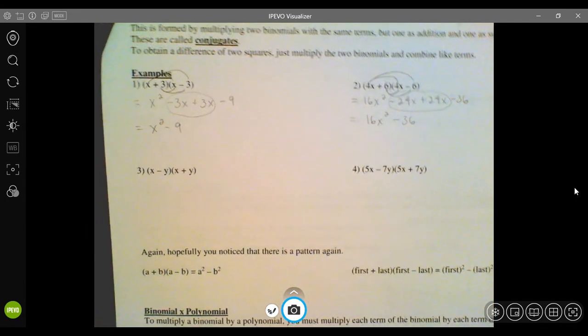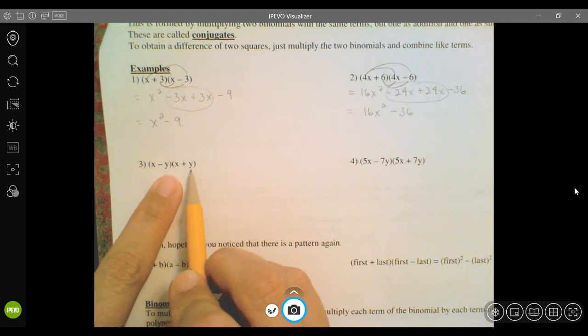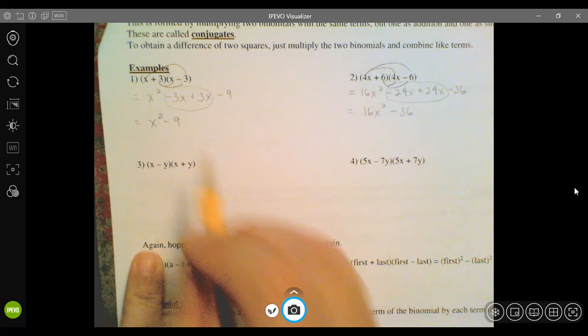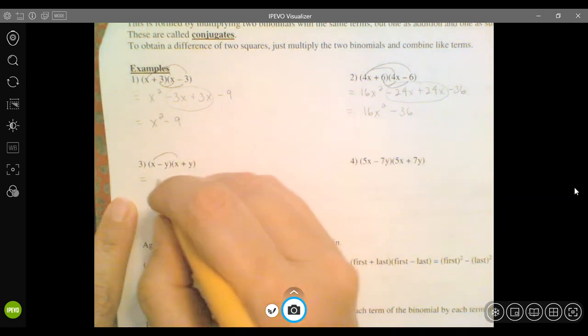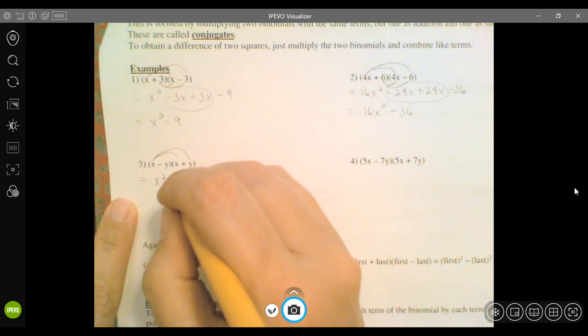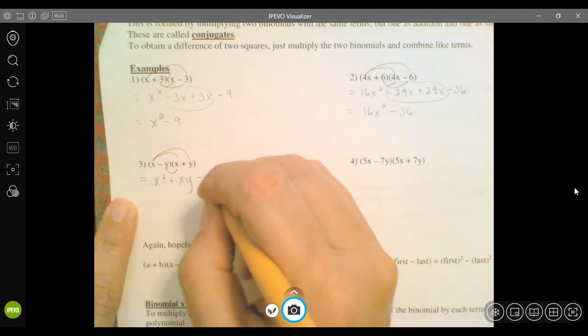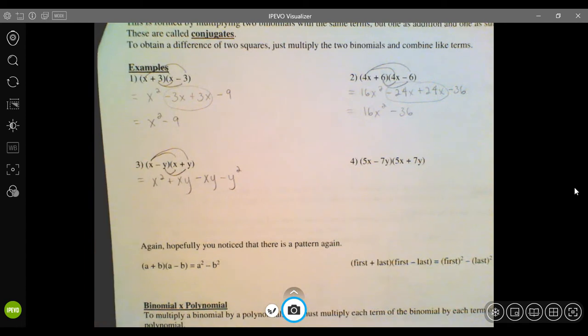Now notice the numbers that I'm multiplying. They're opposite. They're the same first term, the same last term. They have opposite middle terms. They're called conjugates. First times first is x squared. Outside times outside is plus xy. Inside times inside is minus xy. Last times last is minus y squared.